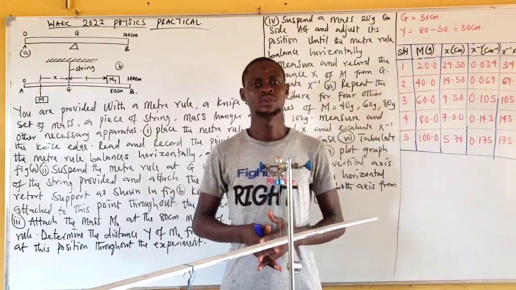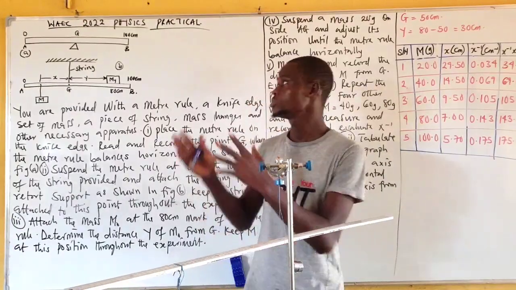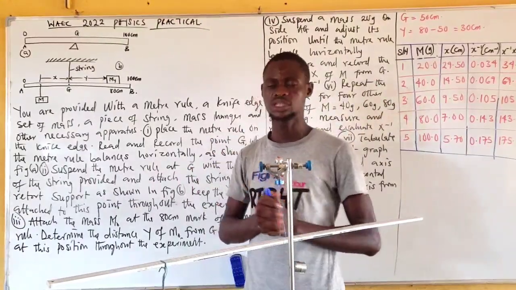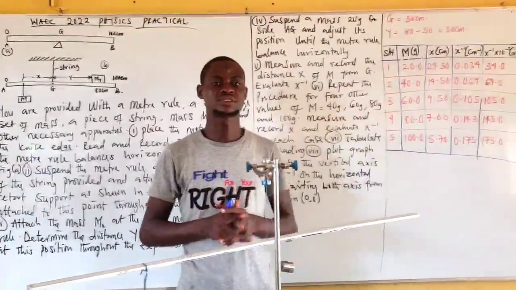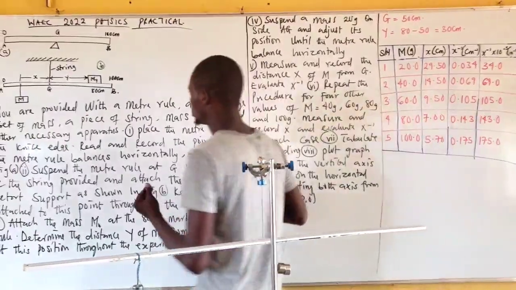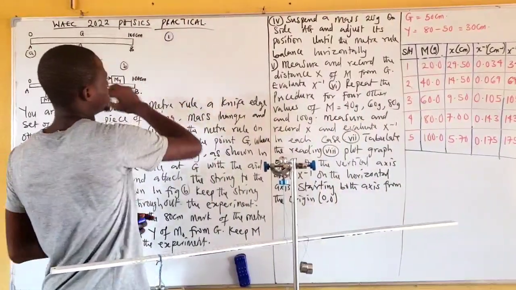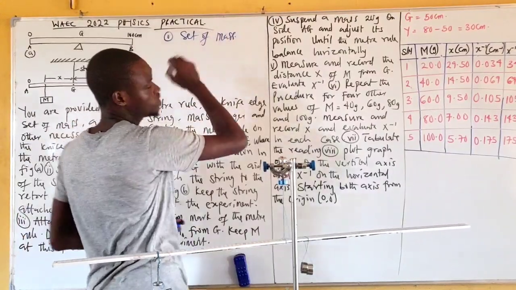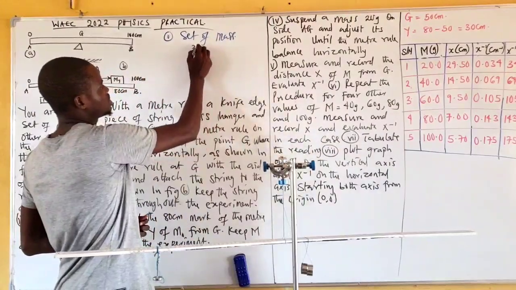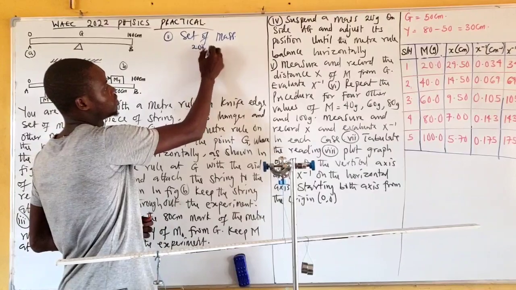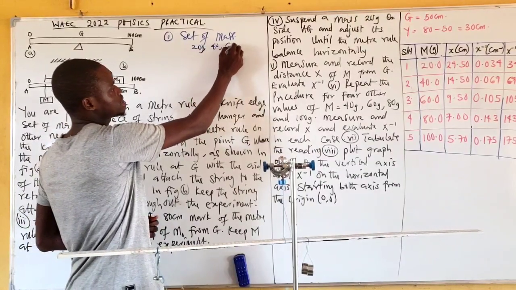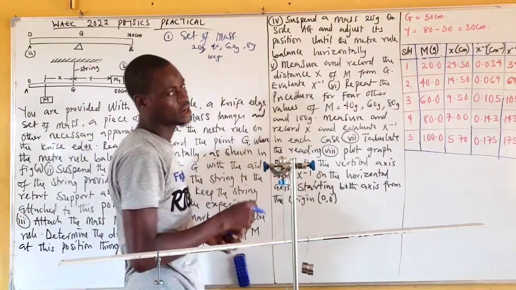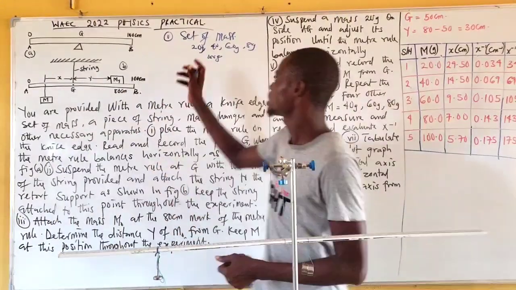What are they given? In our mechanics, which I'm going to be showing you the practical that is related to it today, they gave us this specimen. Number one, we have to provide a set of masses, which is of 20 gram, 40 gram, 60 gram, 80 gram and 100 gram mass. These are the specimens given to us.